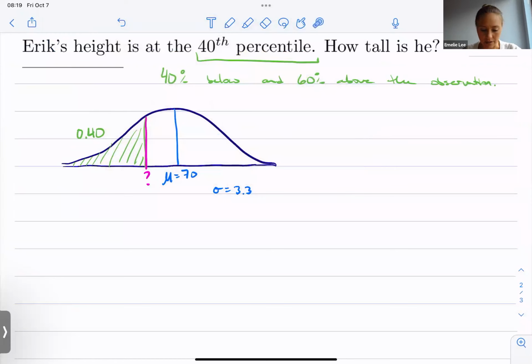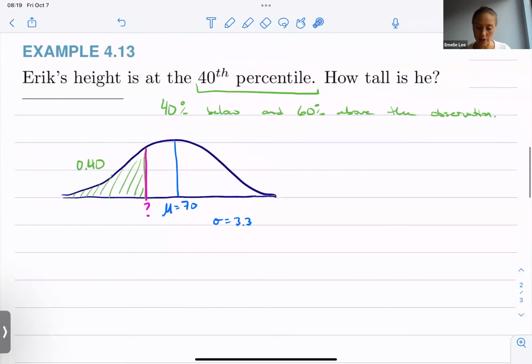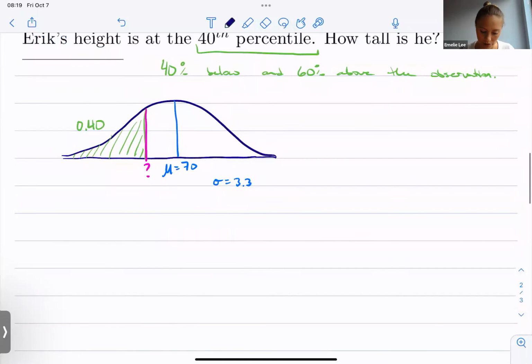This is the area to the left. Remember, the Z table only gives me the area to the left, right? And so I need to make sure that I have the area to the left. Whereas if we were saying in the top 40%, then you would have 40% here, and then you would have to convert it to 0.6. So just make sure that you have the area to the left, which we do.